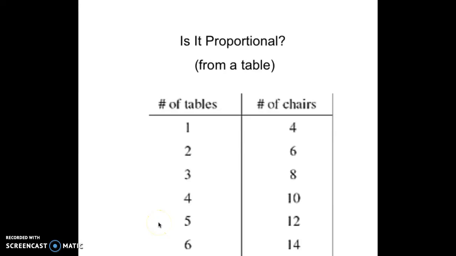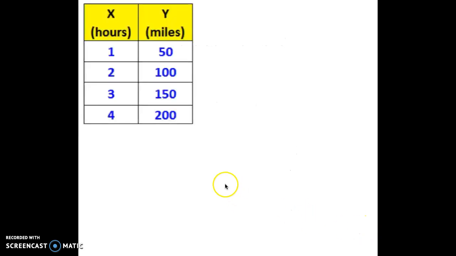Okay, today we're going to be saying, is it proportional? And we're looking at tables. How do you tell if something is proportional from a table? Well, we have two different ways we can do this. One is by doing cross products. The other is by just doing y divided by x. In any case, you have to have things that are equal.